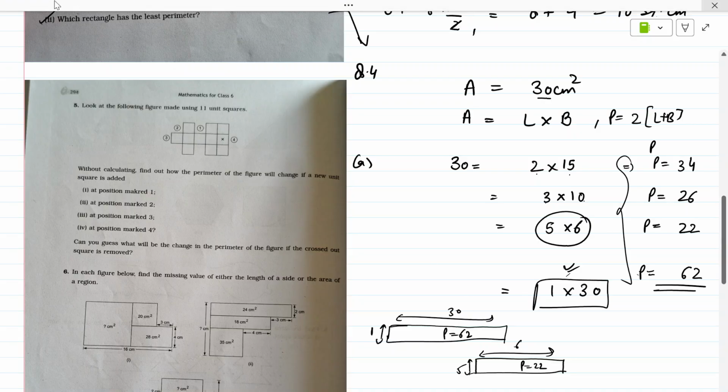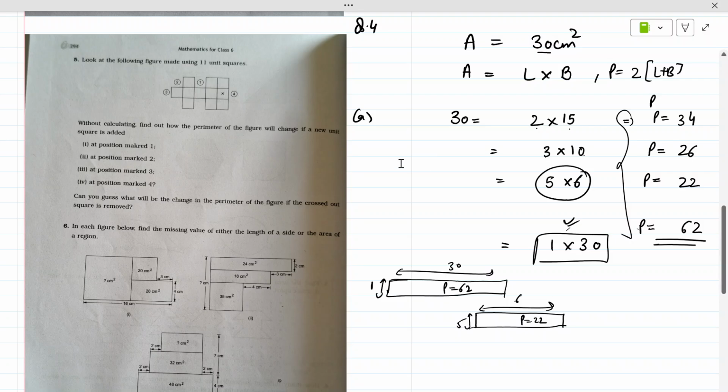Okay. So these questions are important, kids. We have done similar 2 questions in Ganita Prakash also. Okay. So practice these questions. Now, next question is, look at the following figure made using 11 square units. So here the number of squares are 11. Each square is of 1 square unit of area. So the total is 11 unit squares.